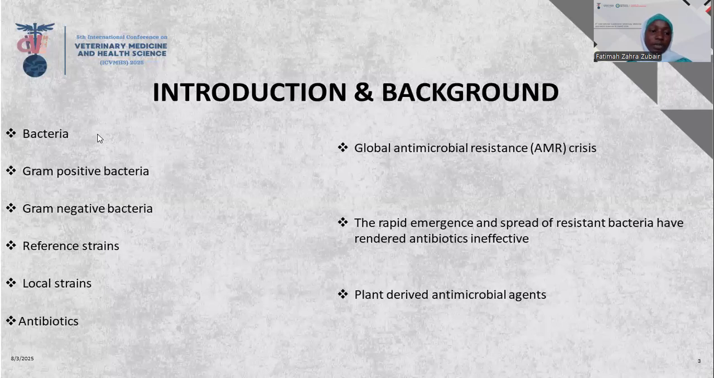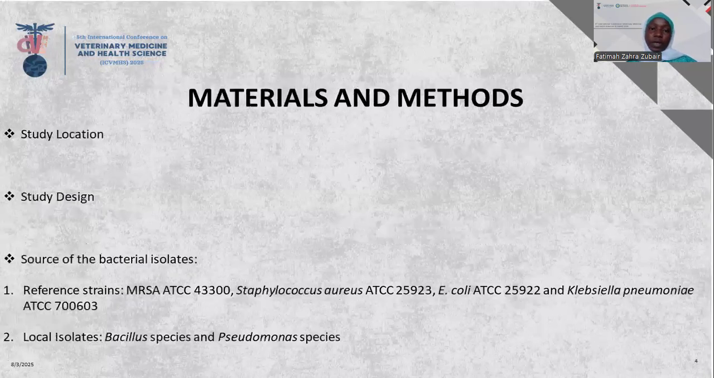Often, antibiotics are used in management of disease condition caused by these bacteria. However, overuse of antibiotics has led to the global antimicrobial resistance crisis. The rapid emergence and spread of resistant bacteria like Methicillin-resistant Staphylococcus aureus and other bacterial species has rendered antibiotics ineffective, thus complicating infectious disease control. In response to antimicrobial resistance, there is renewed interest in plant-derived antibiotics, which are natural substances with antimicrobial properties that are found in plants and are used as alternative to conventional antibiotics.